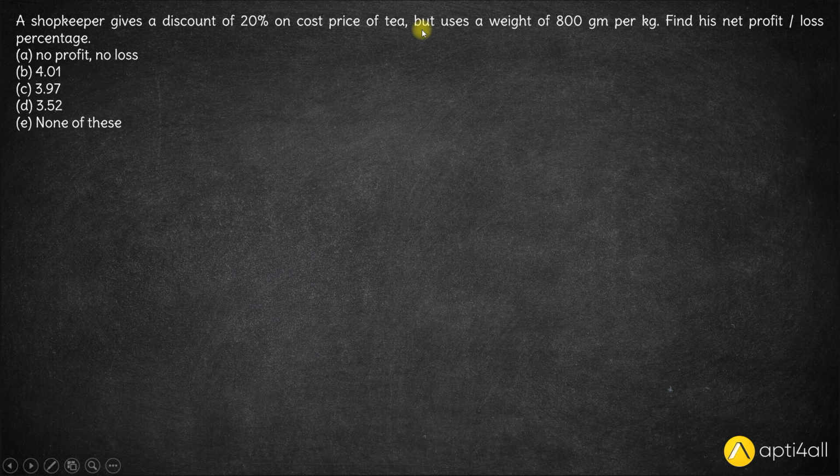So when the question says the shopkeeper uses a weight of 800 grams per kg, it effectively means that if the customer comes to buy 1 kg, the customer is getting only 800 grams but paying for a full 1 kg. Right? The customer is getting cheated because of the weight. So one way of doing this question is by assuming numbers, right? So what do we assume here?